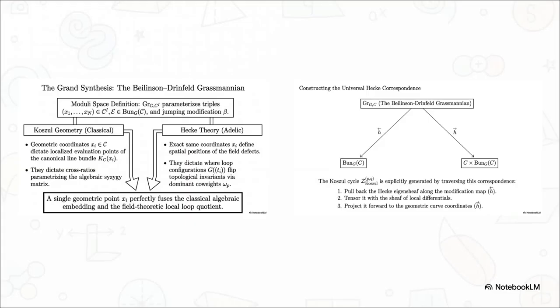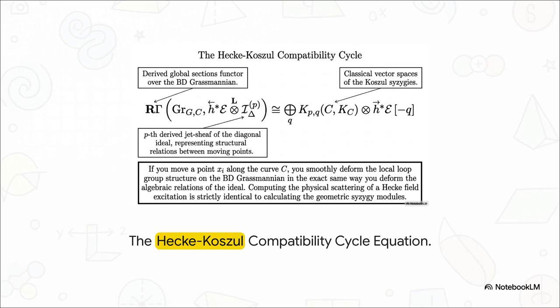The exact same geometric point on the curve, xi, dictates the localized evaluation points of the canonical line bundle for classical Koszul geometry. But simultaneously, that exact same coordinate tracks the jumping modifications where loop configurations flip topological invariants for Adelic Hecke theory. It is an absolutely flawless match. And it all culminates in our explicit identity. In this derived equivalence equation, the derived global sections functor over the BD Grassmannian perfectly equates to the classical vector spaces of the Koszul syzygies.